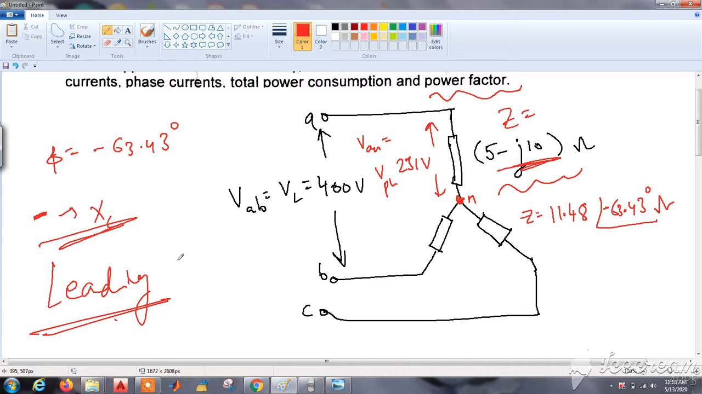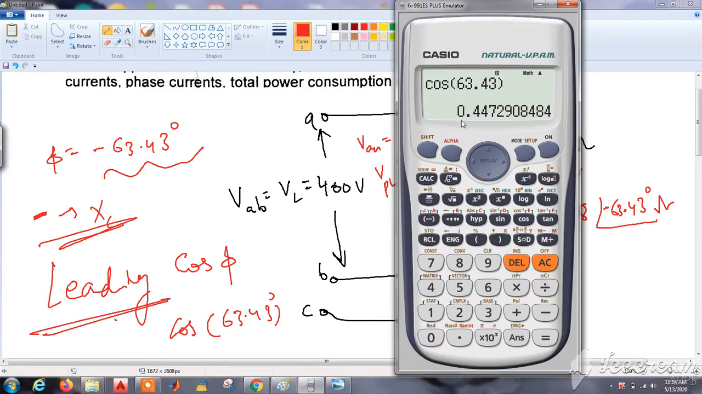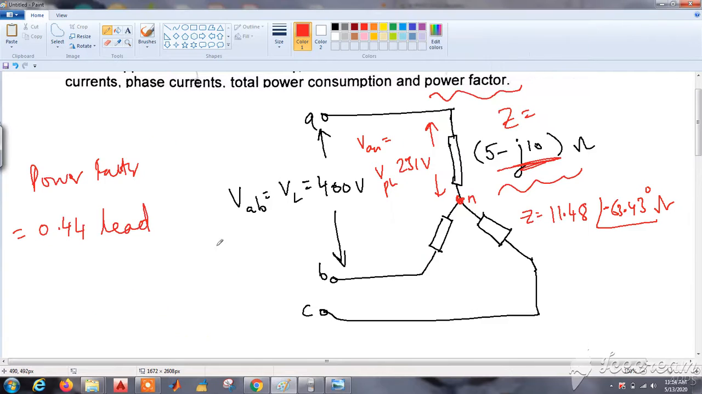We know that power factor is equal to cos phi. So phi is 63.43 degrees, and cos of 63.43 degrees will give our power factor. You will get 0.447 lag. Sorry, lead. It is leading. Power factor is 0.447 lead. We can verify it, later I will show you how to verify it also. There are many methods to calculate the power factor.